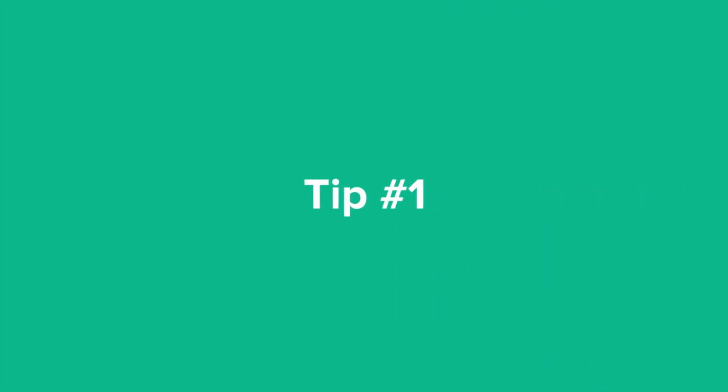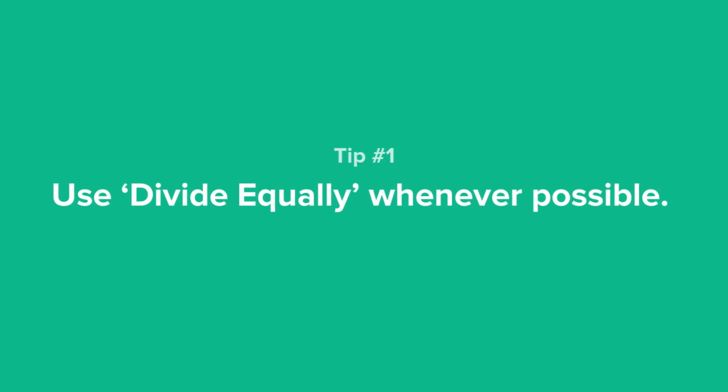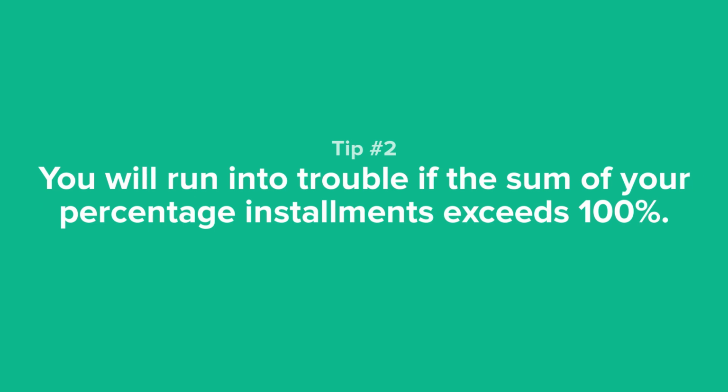Tip number 1. Use divide equally whenever possible. It's the most flexible option, especially if you think you'll be changing your invoice line items during the duration of your project. Tip number 2. You will run into trouble if the sum of your percentage installments exceeds 100%, like if you had 3 installments for 50% each.